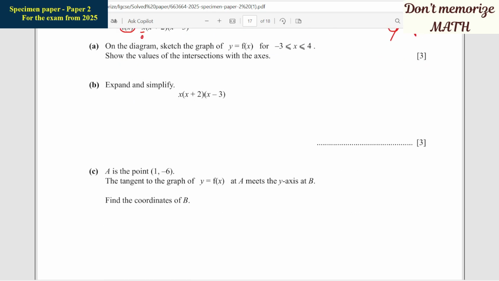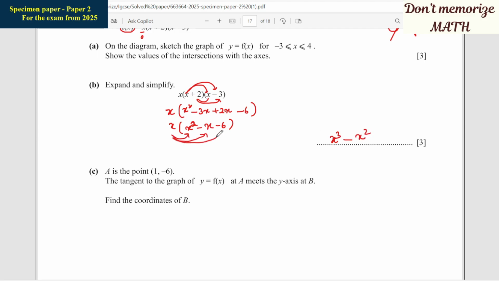Expand and simplify this one. It's easy. So keep the first x in the same way. Expand this. x times x is x squared. x times minus 3 is minus 3x. 2 times x is plus 2x. 2 times minus 3 is minus 6. So x in bracket, x squared minus 3x plus 2x is minus x, minus 6. Then multiply this x with all these terms inside the bracket. x times x squared is x cubed. x times minus x is minus x squared.